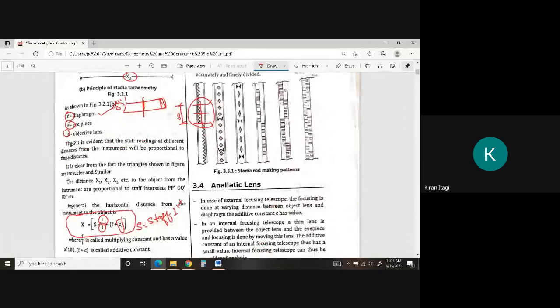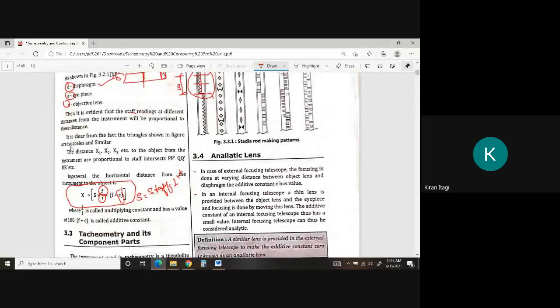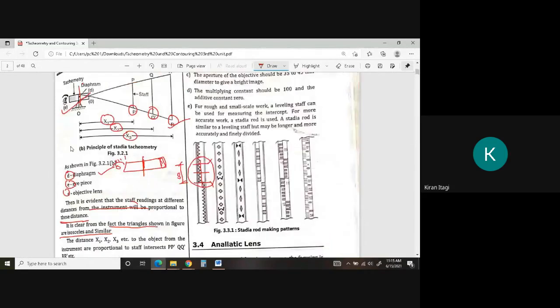Then it is evident that staff readings at different distances from the instrument will be proportional to their distance. Here we are using this simple triangle to determine the constants and also the distance. It is clear from the fact that the triangles shown in the figure are isosceles and similar triangles. You have already learned that an isosceles triangle has two equal sides, this A and this A. If two sides or two angles in a triangle are equal, we call it an isosceles triangle.